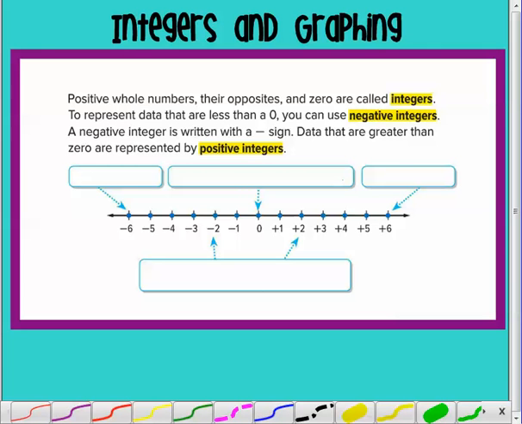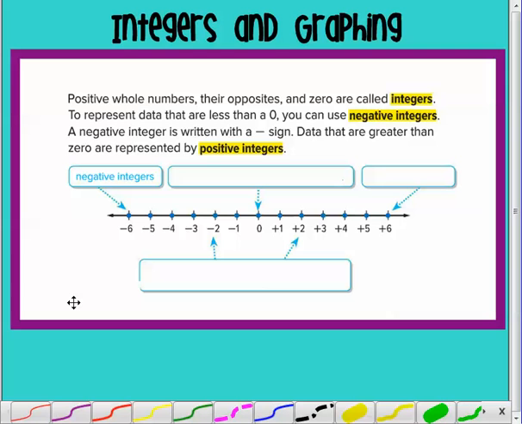To represent data that are less than zero, you can use negative integers. A negative integer is written with a minus sign. So when we talk about -1, -2, -3, etc., we can also refer to that as negative 1, negative 2, negative 3. They really act as the same ideas. Data that are greater than 0 are represented by positive integers. And these are numbers that you have been using since you were just learning to count. +1, +2, +3, and so on.